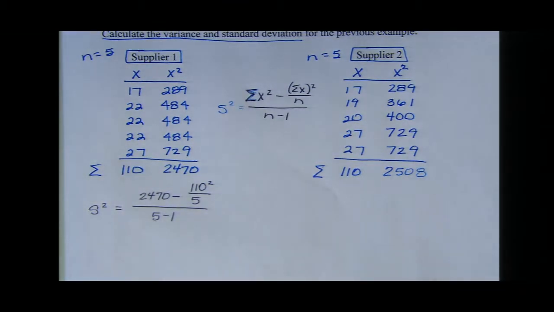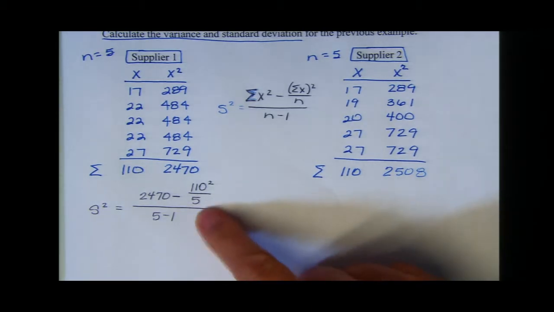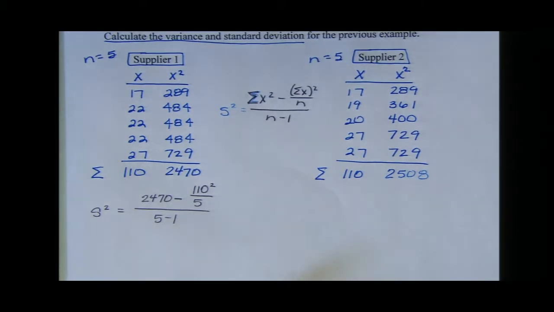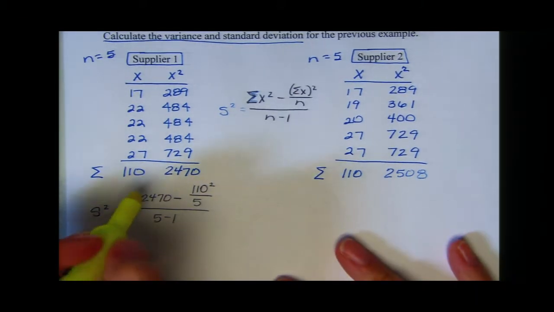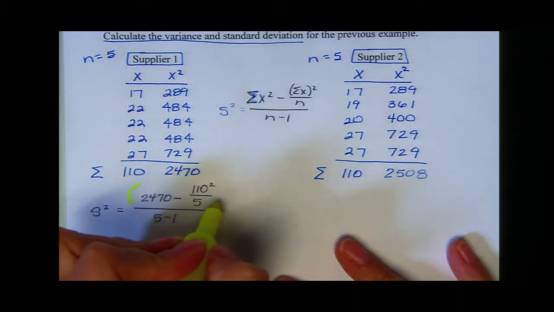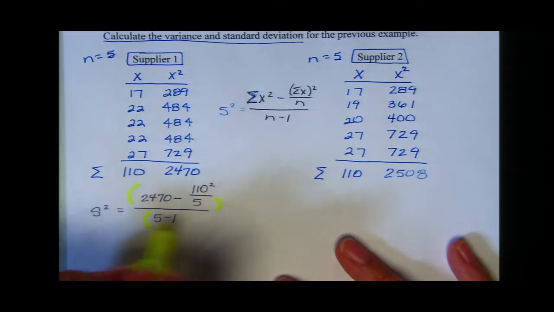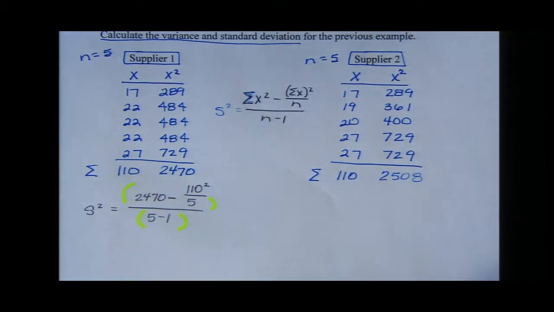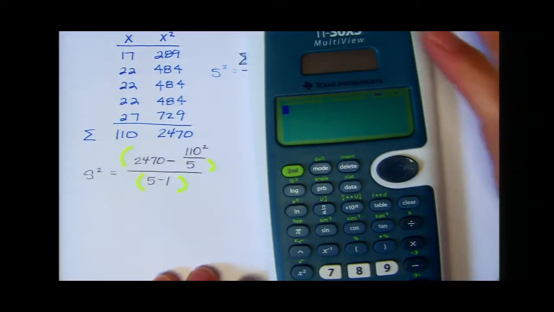Now, when putting this into your calculator, you need to be careful. One, it's the best practice to put all the numbers into the calculator and hit equals once. If you calculate this and round it and then round again, you've done so much rounding, your answer is going to be slightly off. So we can put it all into our calculator, hit equals once, and get the correct answer. Here is where the parentheses need to go. So let me show you how to put it into your calculator.